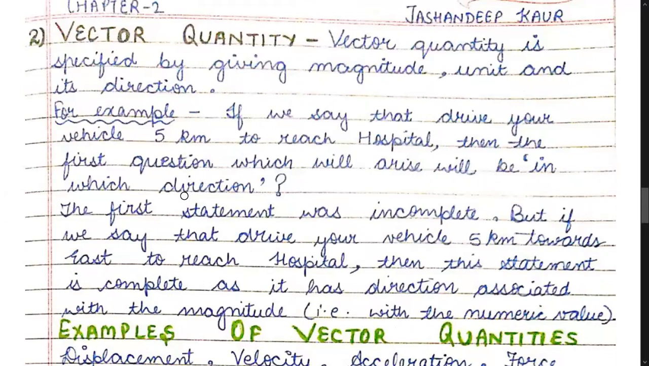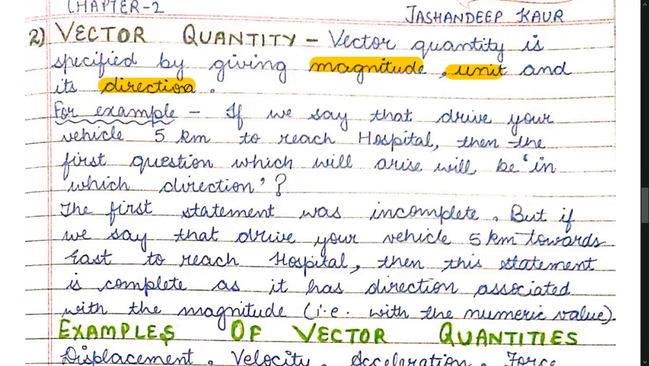Children, further we will study a very important type of quantity, that is vector quantities. A vector quantity is specified by giving magnitude, unit, and its direction. In scalar quantities, we had only two things, magnitude and unit, while in vector quantities, three things are required: magnitude, unit, and direction.